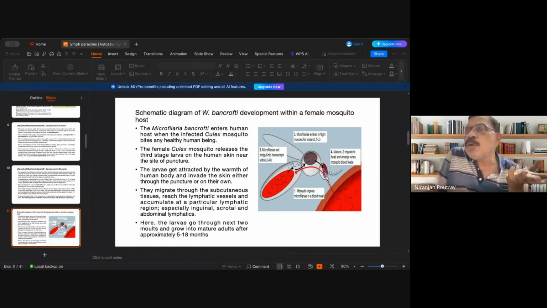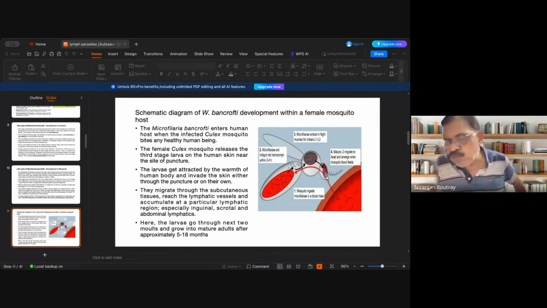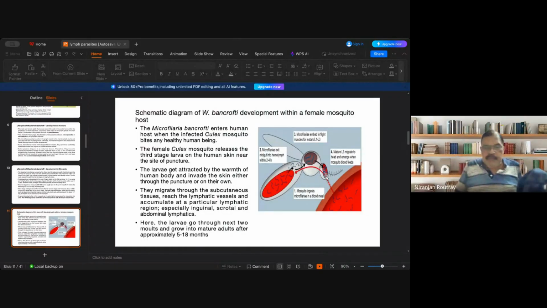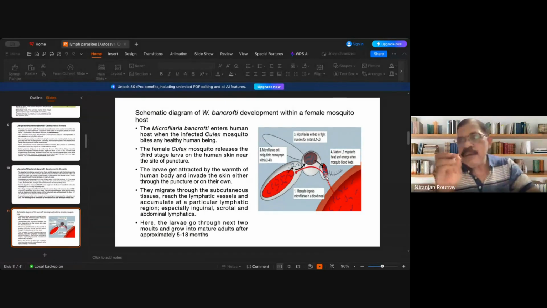So preferably they use the punctured region, or if it is available in a region where there is a cut, it can enter through that region also. So it has to be placed near the cut region or the punctured region, to move into the human body.